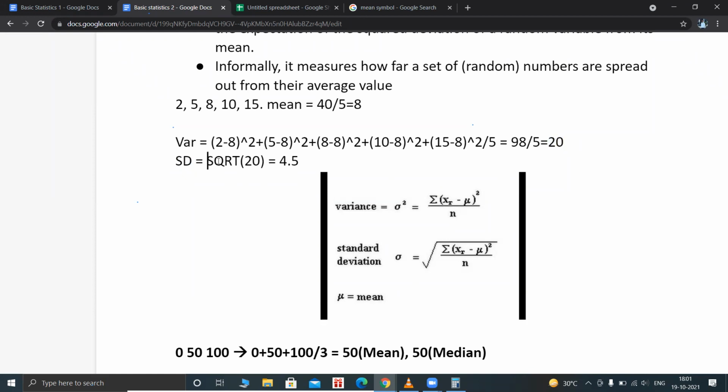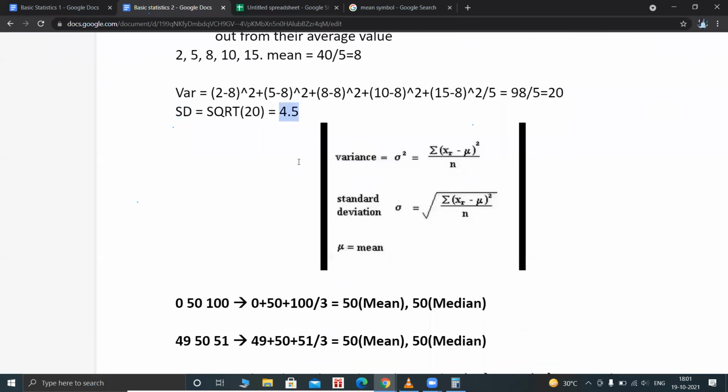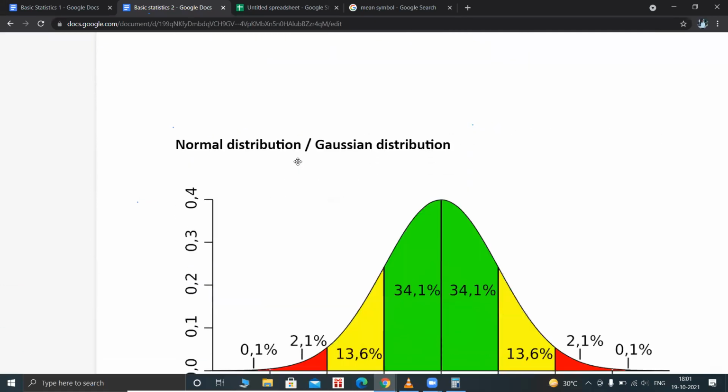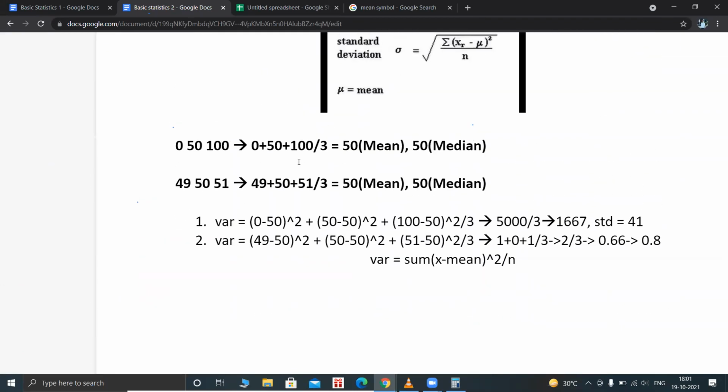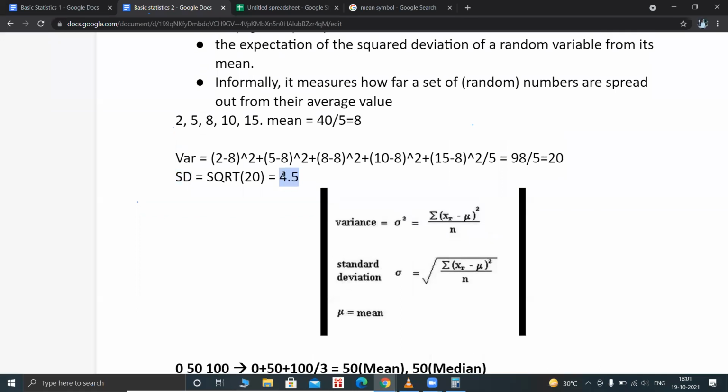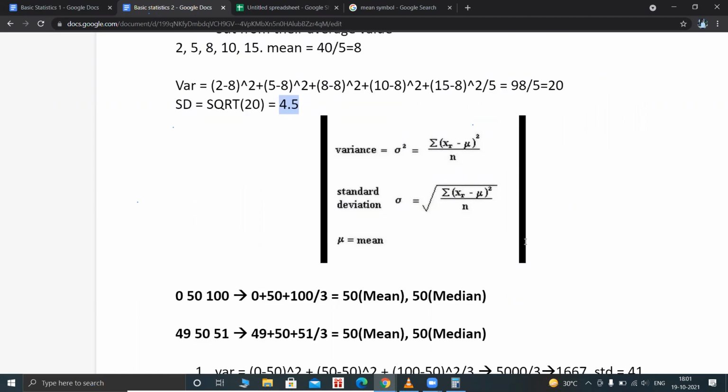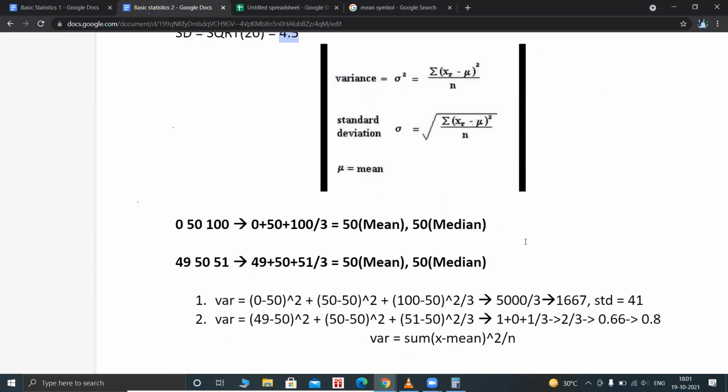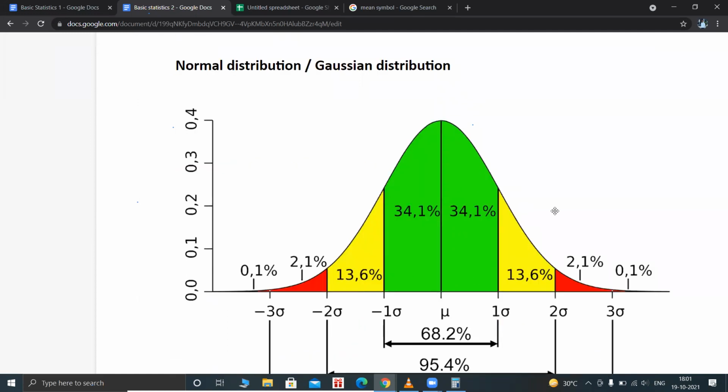So what is the square root of 20, guys? It is 4.5. So actually I missed out one thing. Okay, so see guys, the standard deviation is 4.5. Guys, is it clear how to calculate variance and standard deviation? Is this part clear? Then I'll move to the next part.